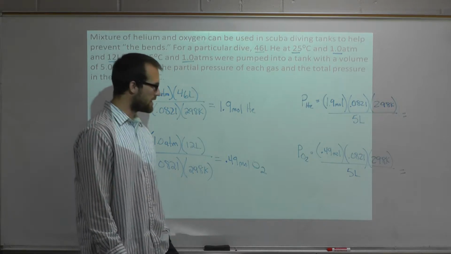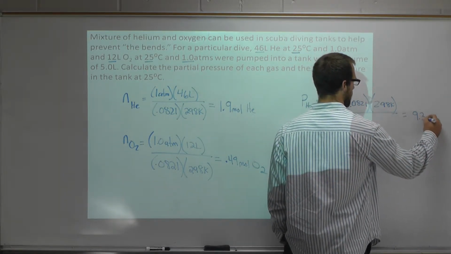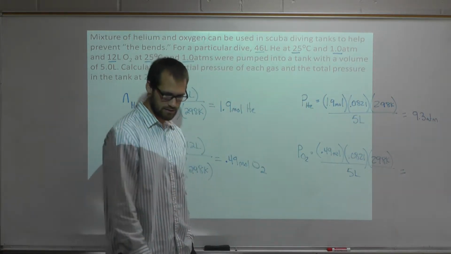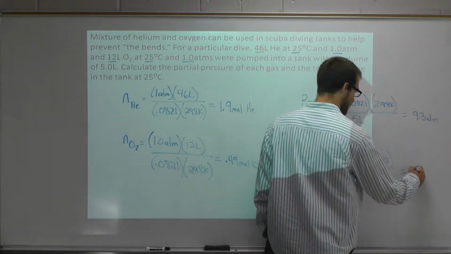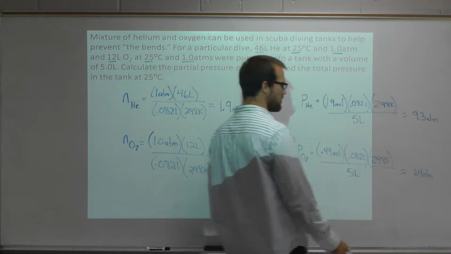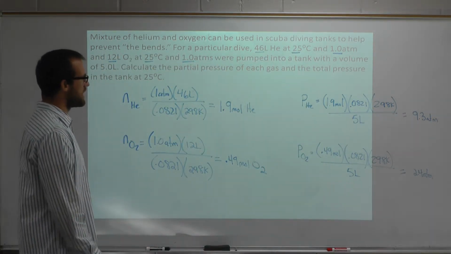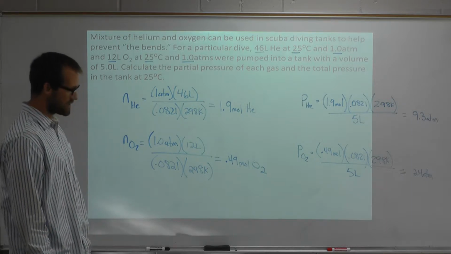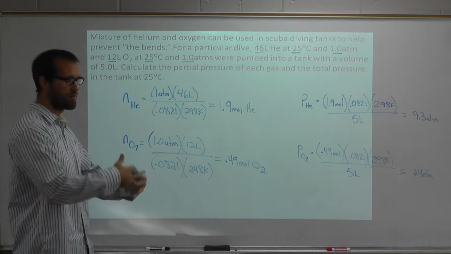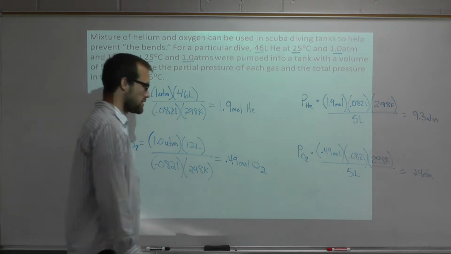Partial pressure of helium is 9.3, and of your oxygen gas, a little less, 2.4. So we found the partial pressures. I would answer this question by saying my partial pressure of helium is 9.3, my partial pressure of oxygen gas is 2.4, and the total pressure of my new tank after I took the two and put them together would be what? 11.7. Yes.